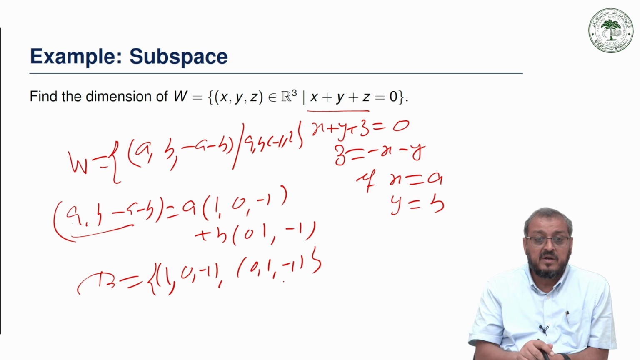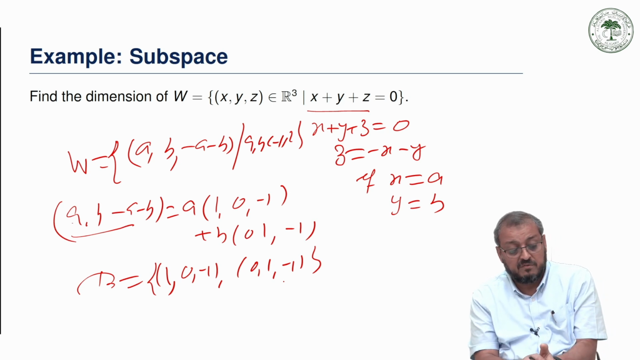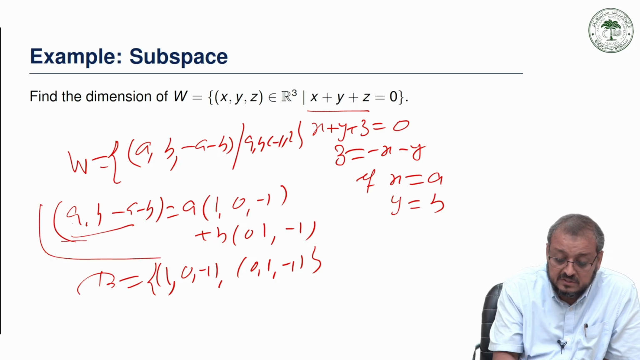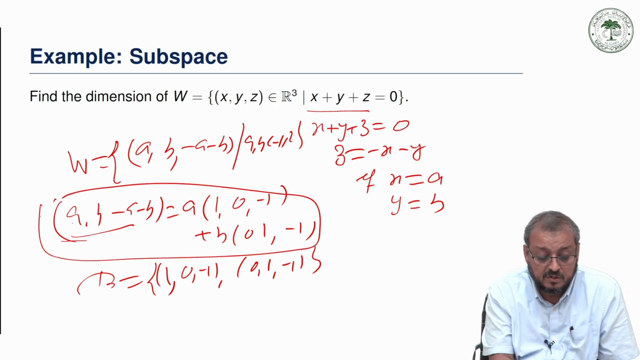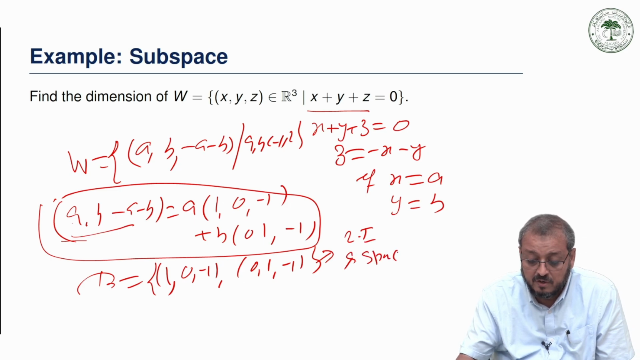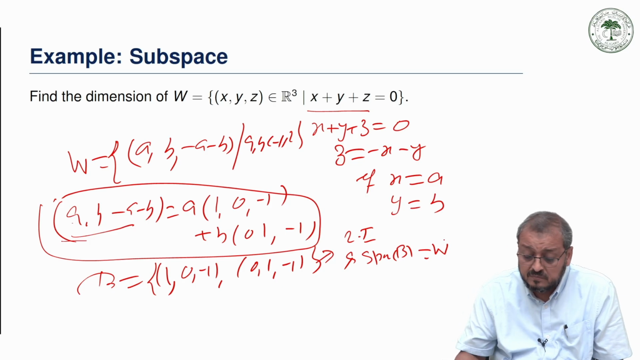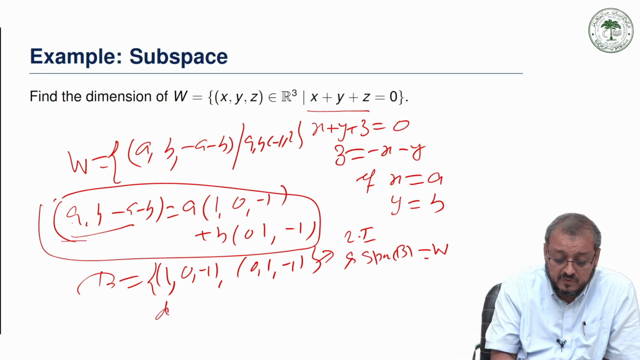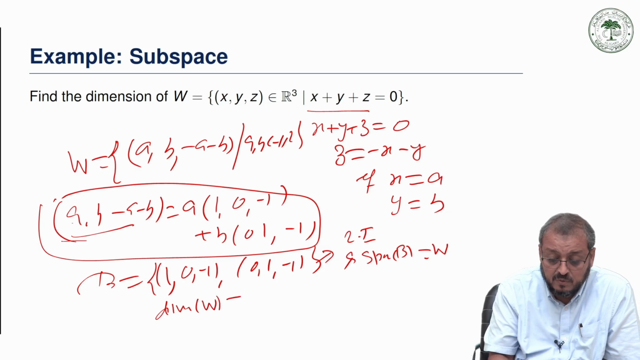Why is this linearly independent? Because none of them can be written as a scalar multiple of the other, or we can also try to write one vector as a linear combination of the other. So B is clearly linearly independent, and also the span of B is equal to W. So there are two elements, and we can say that the dimension of this W is equal to 2.